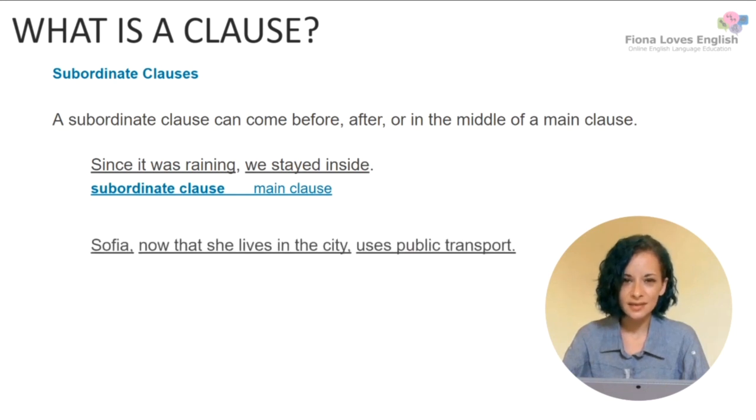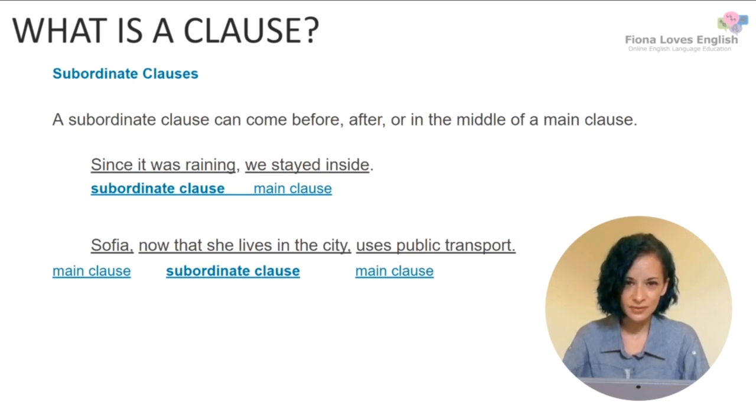In the second example, the subordinate clause comes in the middle of the main clause. Here, the main clause has been separated. The main clause is Sophia uses public transport. If this was on its own, it could be understood. But here we have the subordinate clause, now that she lives in the city, in the middle of the main clause. Sophia, now that she lives in the city, uses public transport.